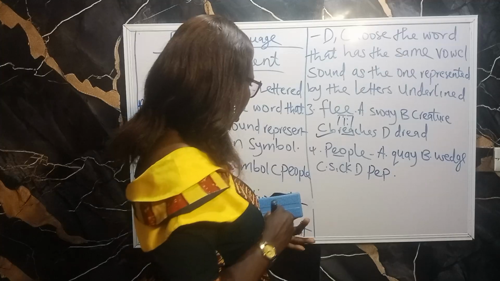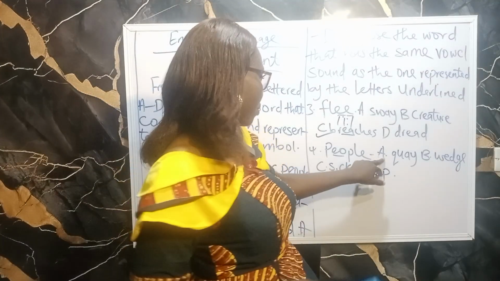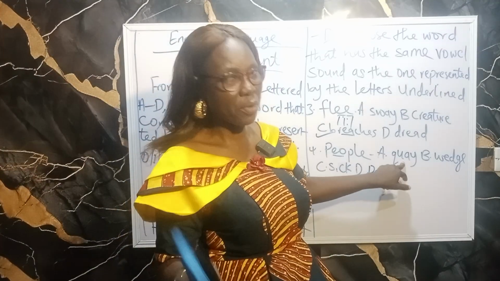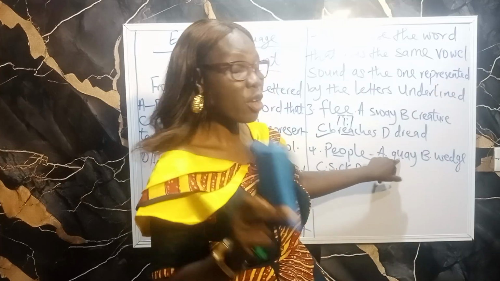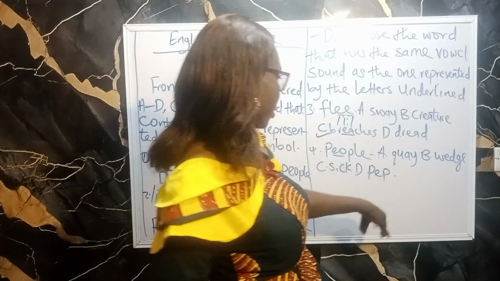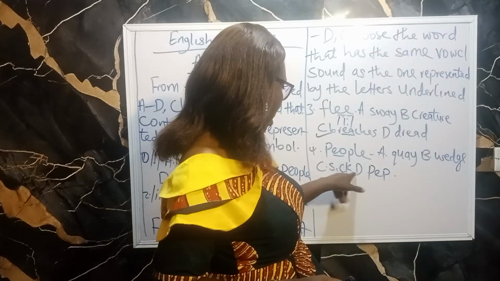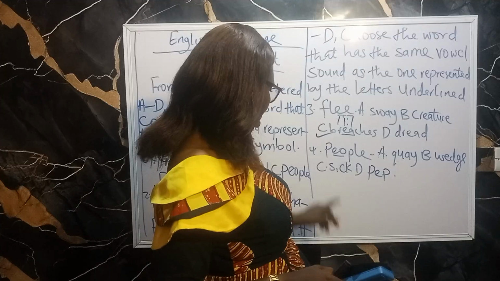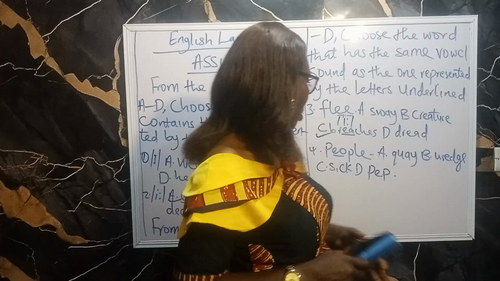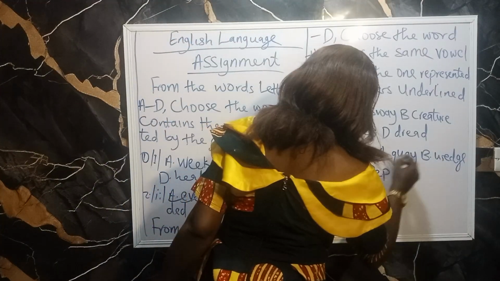The last one, people. A, we have key. We pronounce this one key, not que, as some of you may pronounce it. It's key, just like you pronounce K-E-Y, key. Then B, wedge. C, sick. And D, peg. A, this one is short E sound, this one is long E sound, this one is S sound. So the only right option here is key.